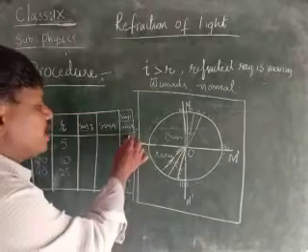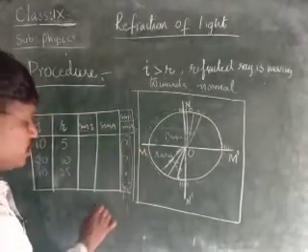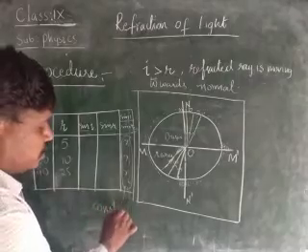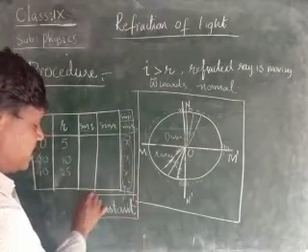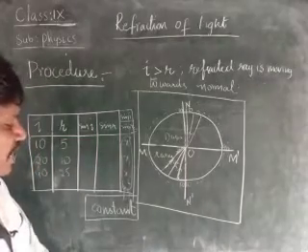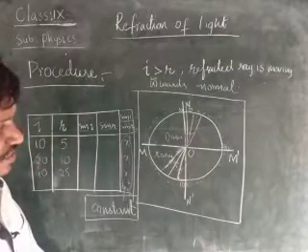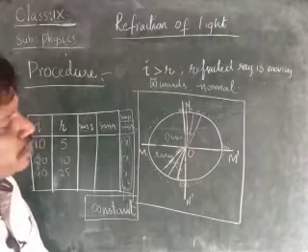And all these values, we find that they are equal, children. They are constant. What we find is that the sin I by sin R values are constant. Okay. Here, after writing the observation, how do you write the procedure?